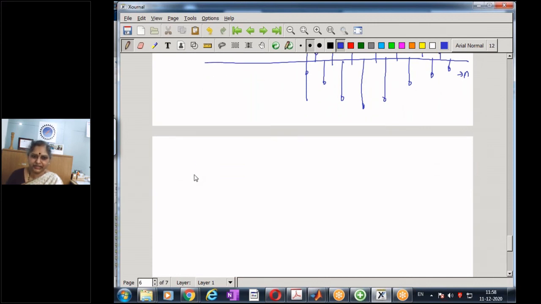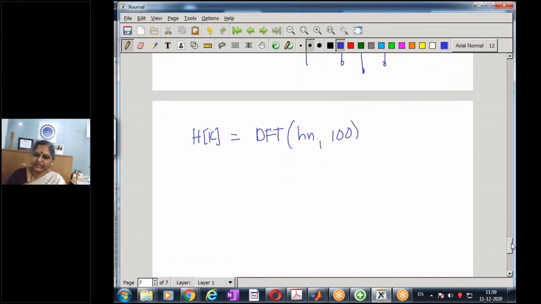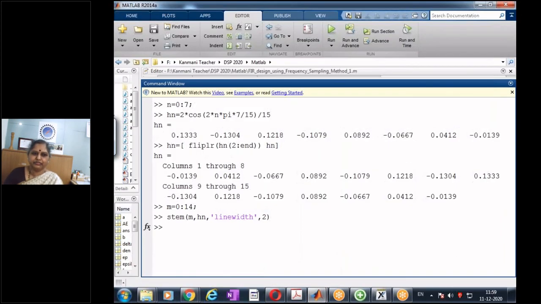And how do we check our design? All that we have to do is compute a larger point FFT of the designed filter. So H of k is, let us say, the DFT of h of n for some large value. Let us say a 100 point DFT, and then we plot the absolute value, and we get the response of the designed filter. So let's check how good is our design.